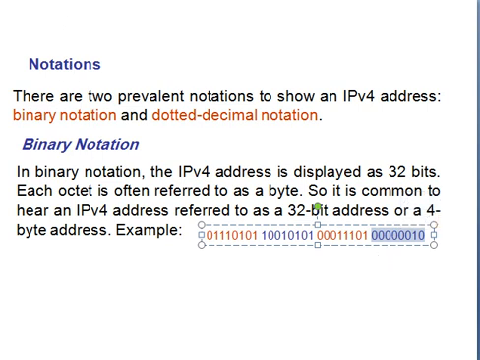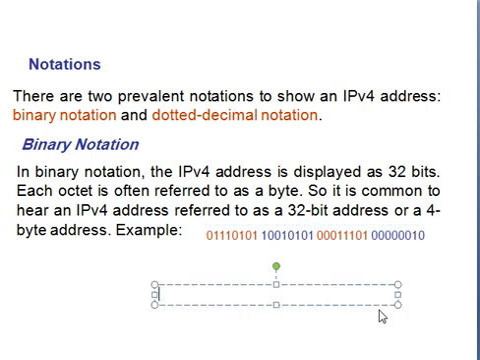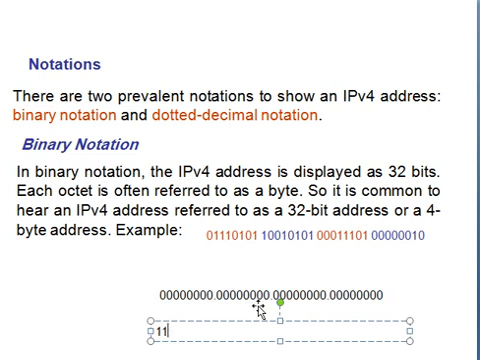So the first address starts from 0.0.0.0, and the last address will be 8 ones in each section, or 255.255.255.255. This should be understandable.